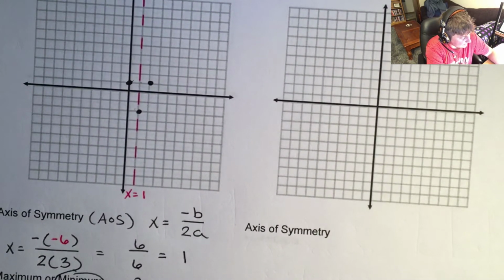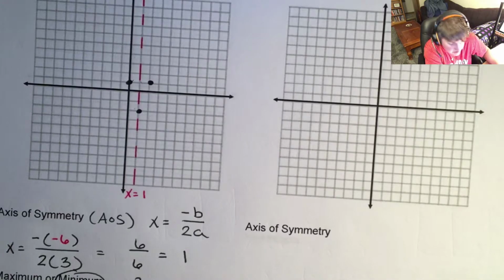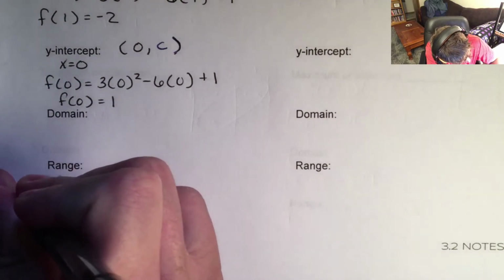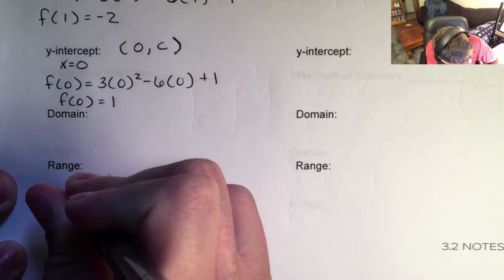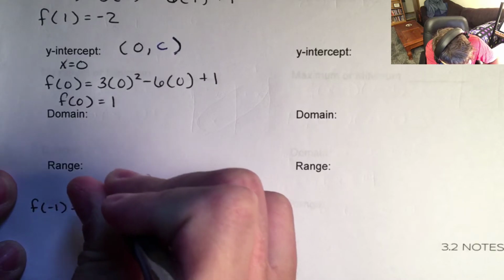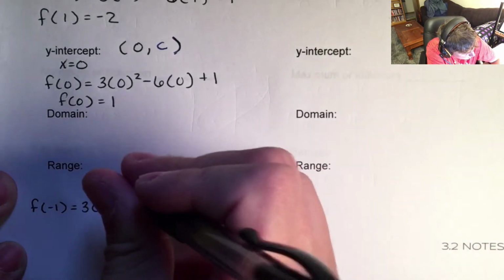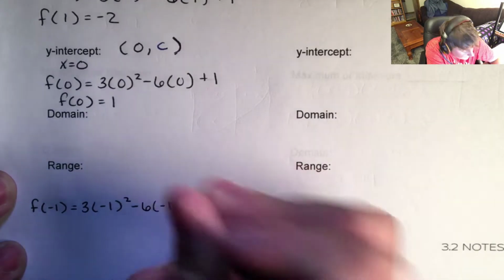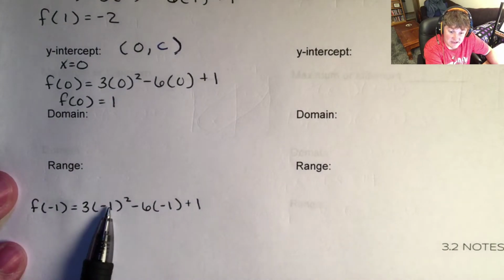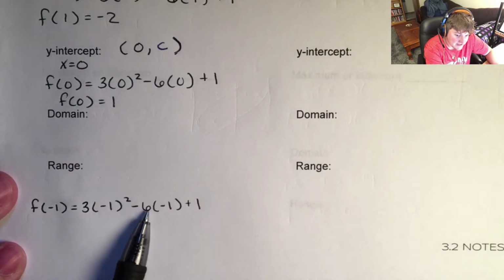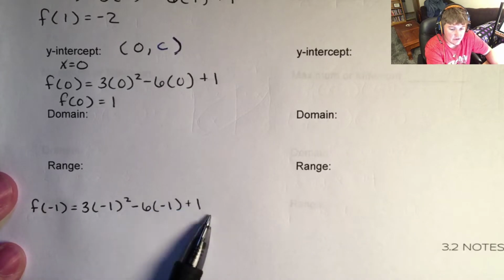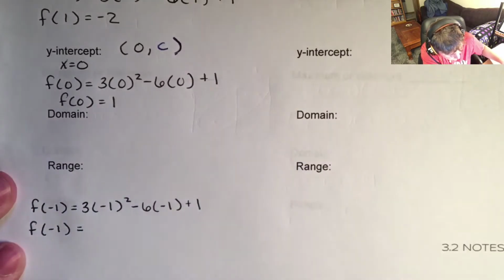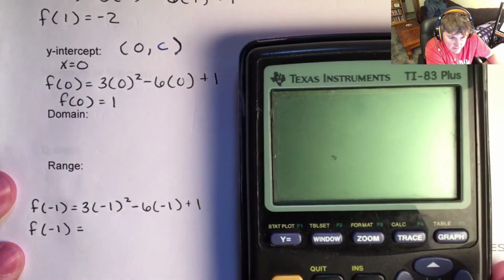I don't really have any good place to do this, so I'm just going to do it down below the range. So we're going to say f of negative 1 is equal to, and I picked negative 1 on purpose, so you can all see what it looks like when you plug a negative number in. It's going to be 3 times (negative 1) squared minus 6 times (negative 1) plus 1. Then I'll show you how to plug that into the calculator as well. I'll give you a few reminders. So let's go ahead and put this in.